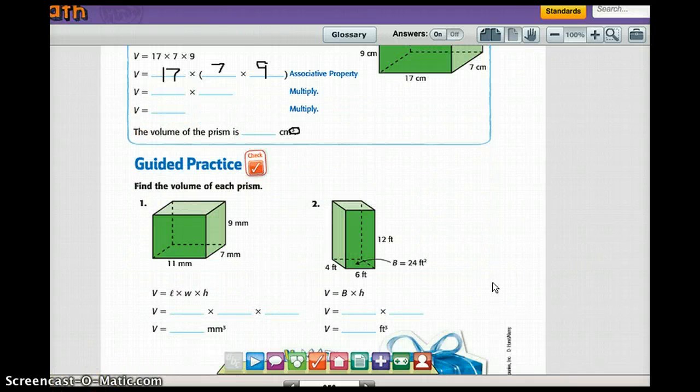All right, and just to show you one more example using base times height in this number 2 right here. So if we were doing length times width times height to find the volume, we would do 4 times 6 times 12. But if we are doing the base times the height, we can find the length times the width first, which gives us the base. So 6 times 4 is the base, because it's that bottom area, right? Times the height, so 24 times 12. So really the same thing, just a different way of saying it. So we get 288 feet cubed.